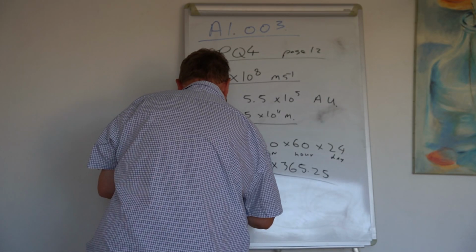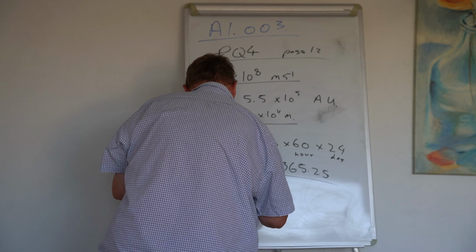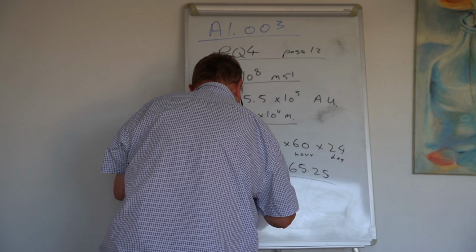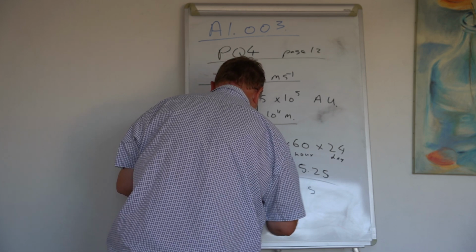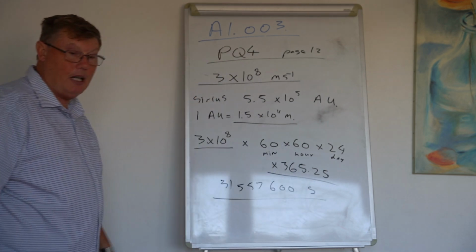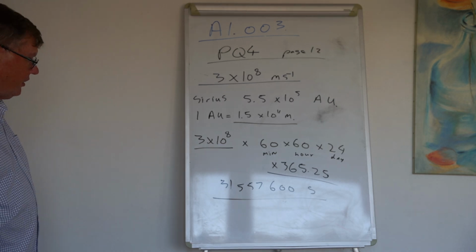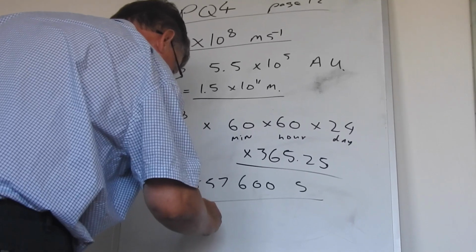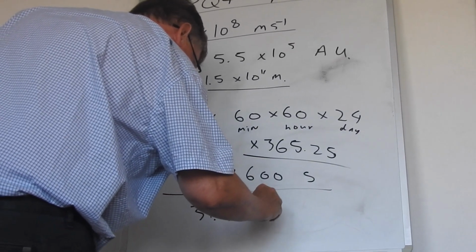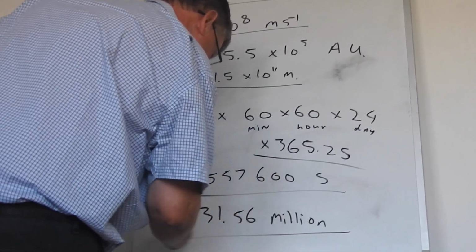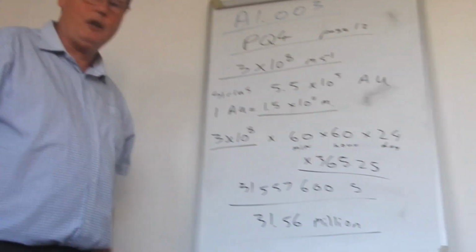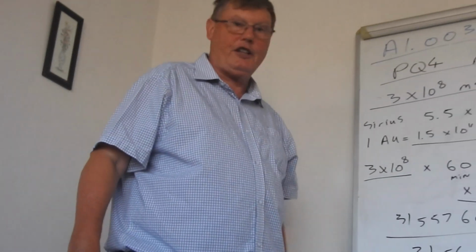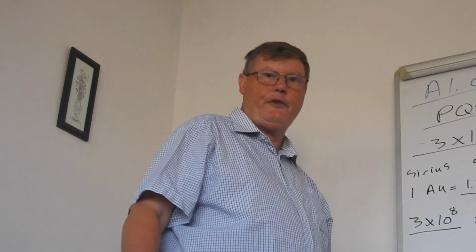So, 31,557,600 seconds. I expect my students, when I ask them how many seconds in a year, to go, oh, I know, 31.56 million. How many seconds are there in a year? Answer, 31.56 million. If you use this in all your calculations, you will be fine.